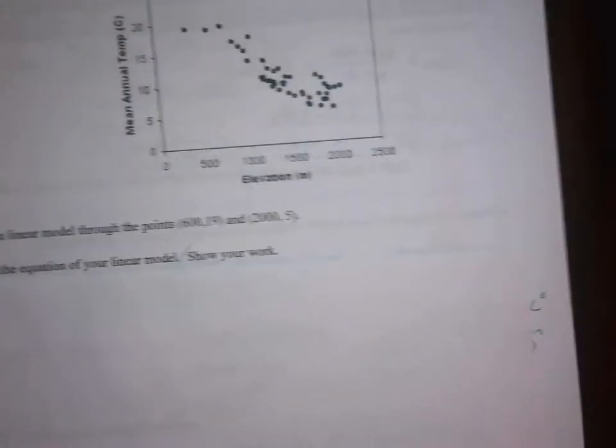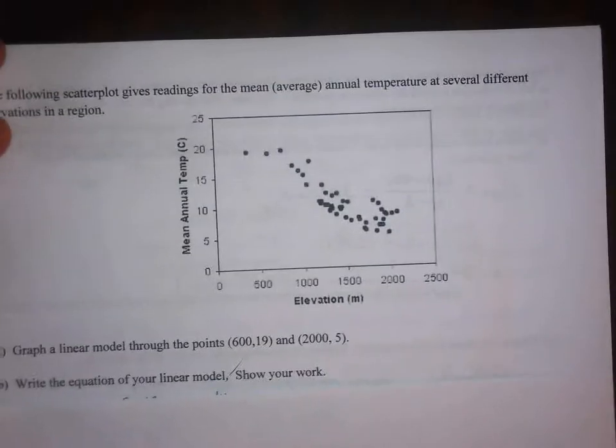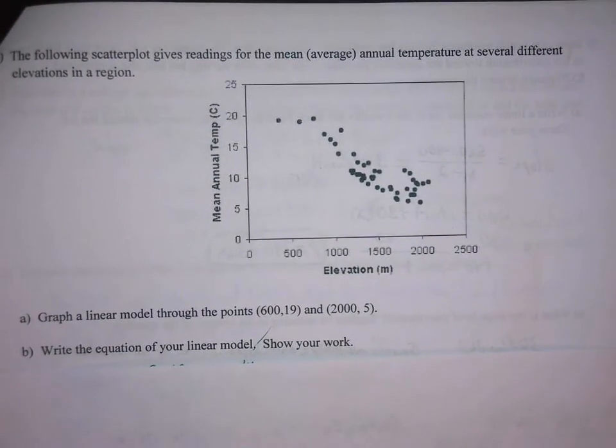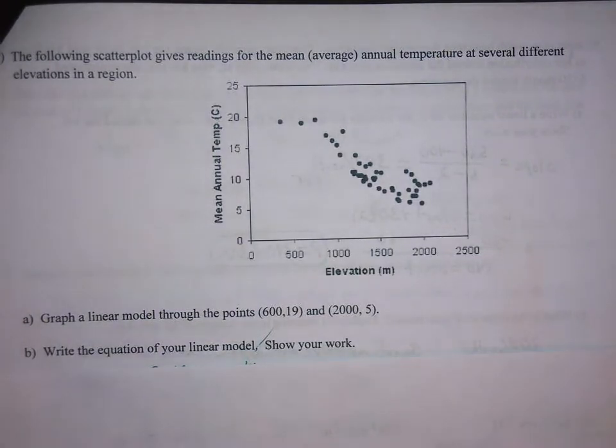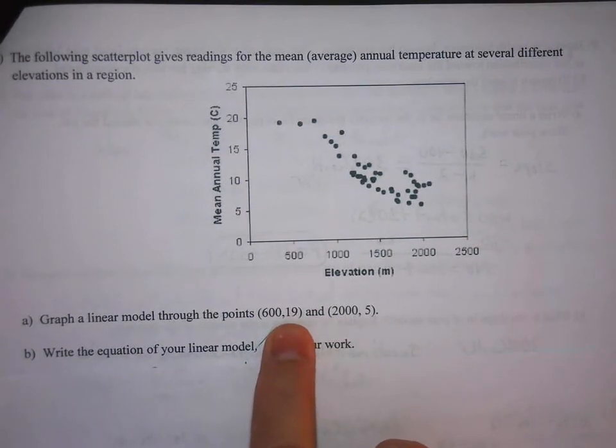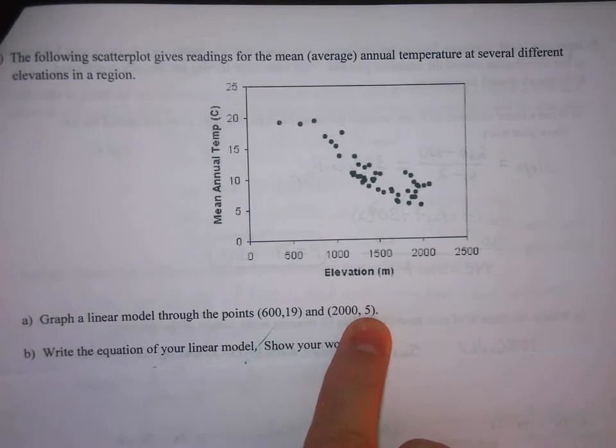Okay, so moving along to the next example here. So same idea, except now just a different context. So I give you the average annual temperature at several different elevations in a region. So graph a linear model through the points (600, 19) and (2000, 5).